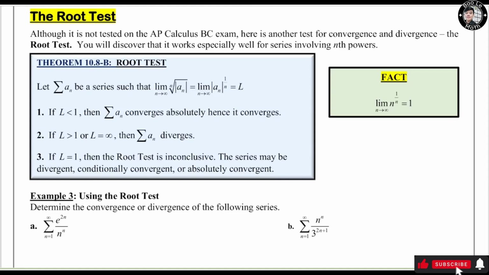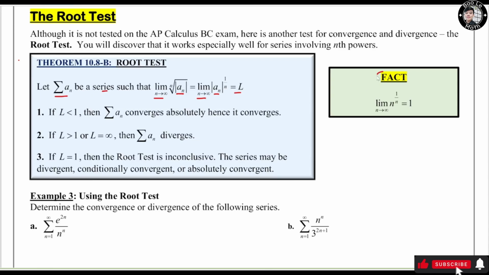Hello everyone, in this video we're going to explore the topic 10.8b, the root test for convergence or divergence of the series. Alright, let's take a look at the theorem right here. Let a sub n be a series such that the limit of the nth root of the absolute value of a sub n as n approaches infinity, which equals the limit of the absolute value of a sub n raised to the 1 over n as n approaches infinity, equals L.